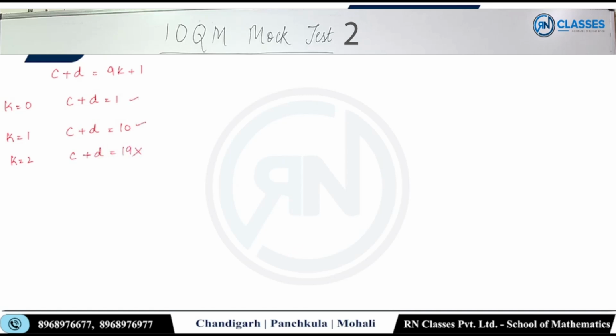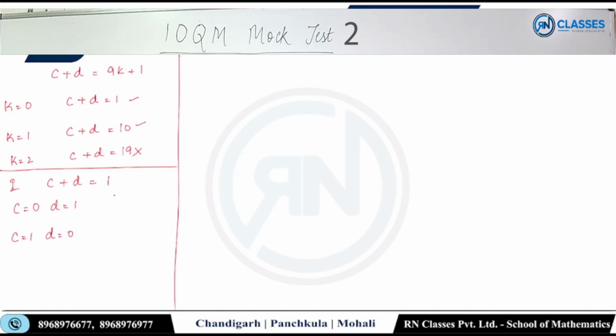तो मेरे पास दो ही केसेस बनते हैं, तो C plus D के साथ दो केसेस बन रहे हैं, तो मैं पहला केस लिख लेता हूं यहां पे, ठीक है? केस नंबर 1, C plus D is given to be 1, ओके? तो मैं C को 0 लिख सकता हूं, D को 1 लिख सकता हूं, या फिर C को 1 लिख सकता हूं, D को 0 लिख सकता हूं, ठीक है?